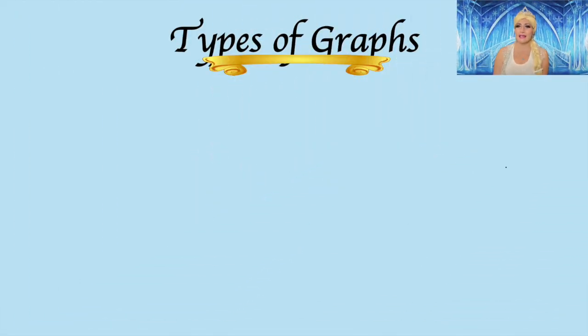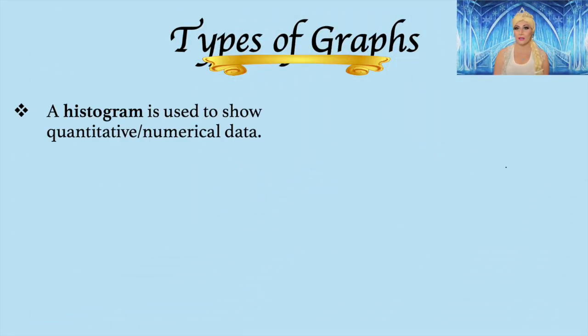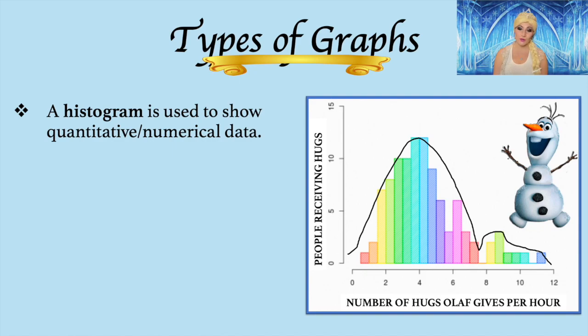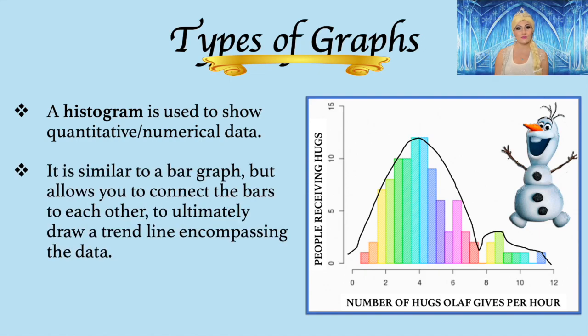The second type of graph we'll talk about is a histogram. Histograms are typically used to show quantitative and numerical data. So for example, if we look here, along the x-axis, we have the number of hugs Olaf gives per hour. Along the y-axis, we can see the number of people receiving the hugs. So if we look at this histogram, it looks very similar to a bar graph. The only thing is that we actually connect the bars to each other so that ultimately you can draw some sort of a trend line encompassing all of the data.